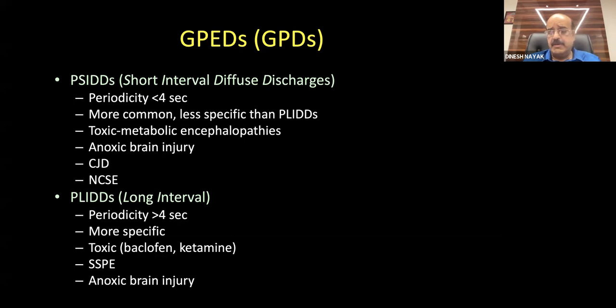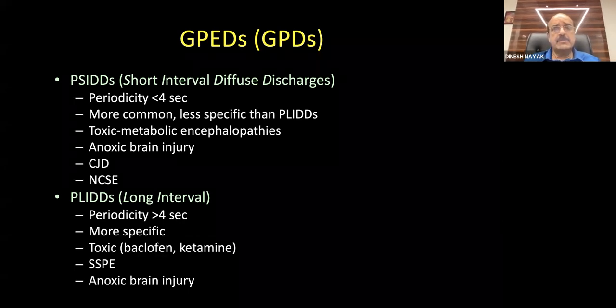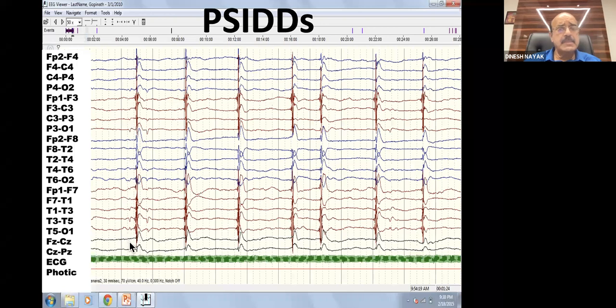Now I will show you some examples. You see that these are bursts, very spiky bursts. These are diffuse. You can see that every channel is involved. It's a spike followed by a wave. Then there is a complete suppression. Then the next burst, complete suppression. The interval between these two is only 2 seconds, which means these are short interval diffuse discharges, because they are diffuse, they are discharges, they are spike and wave.